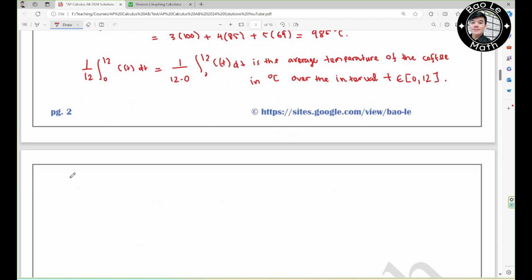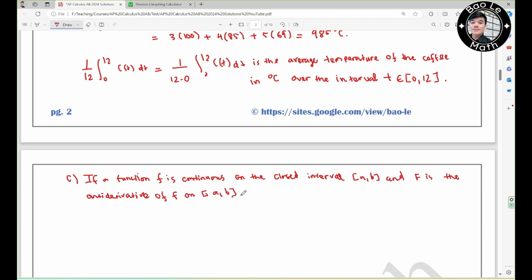So for question C, we need to use the fundamental theorem of calculus. The fundamental theorem of calculus says, if a function f is continuous on the closed interval a, b, and F is an antiderivative of f on the interval a, b, then the integral from a to b of f of x dx equals F of b minus F of a.